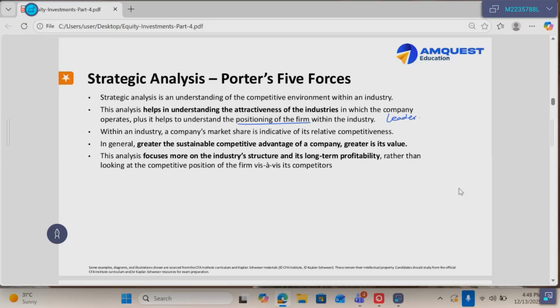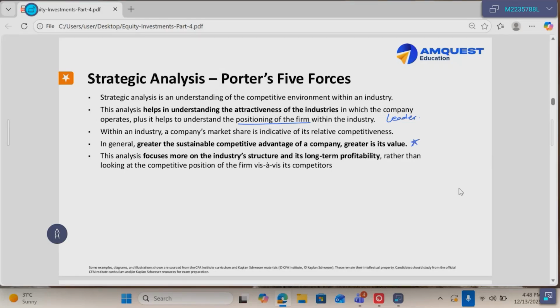Within an industry, the company's market share is indicative of its relative competitiveness. So let's say there are 100 players in the market, each of them having only 1% market share. Very competitive, low HHI. In general, the greater the sustainable competitive advantage of the company, the greater its value.